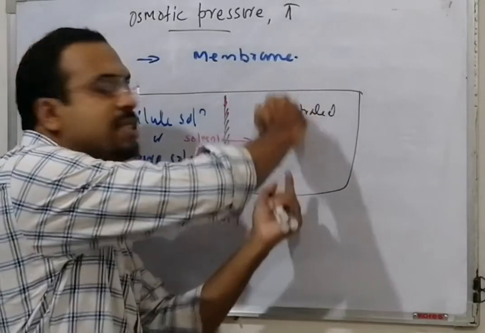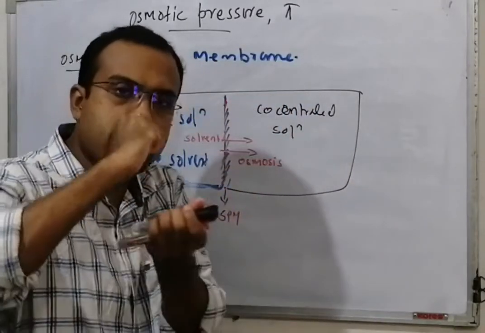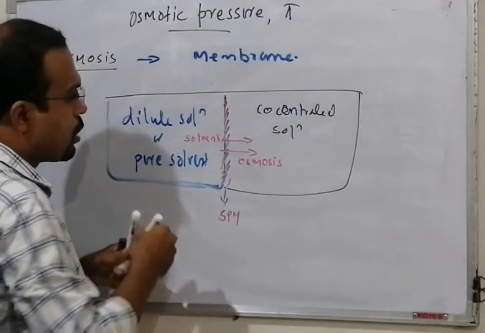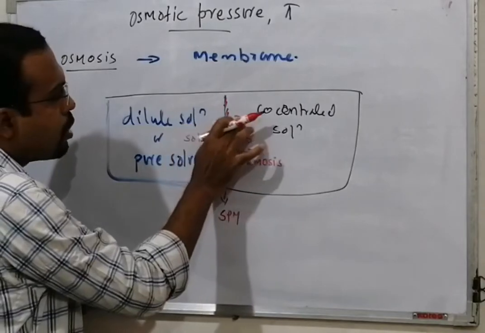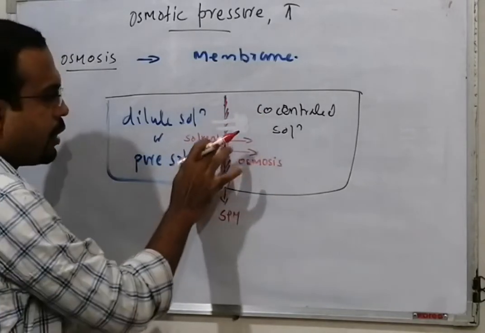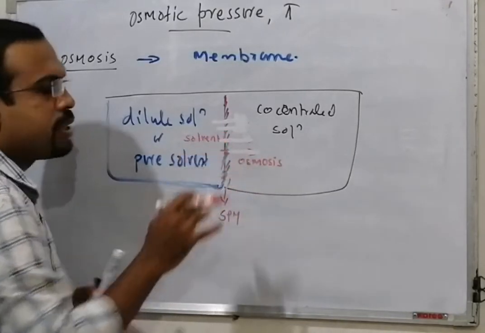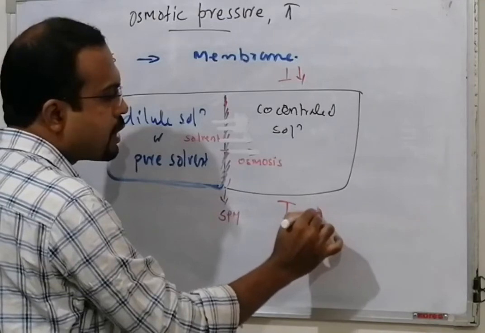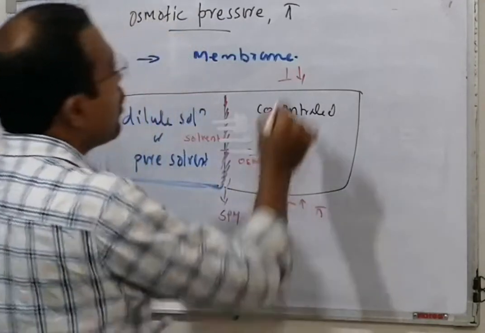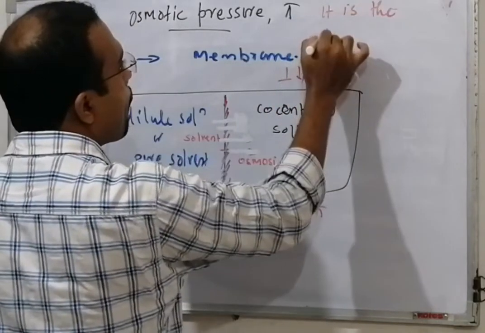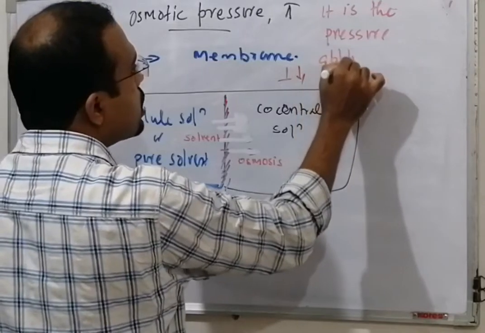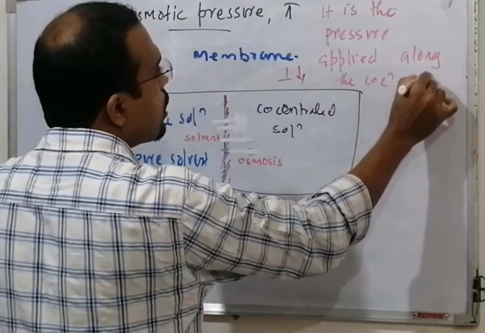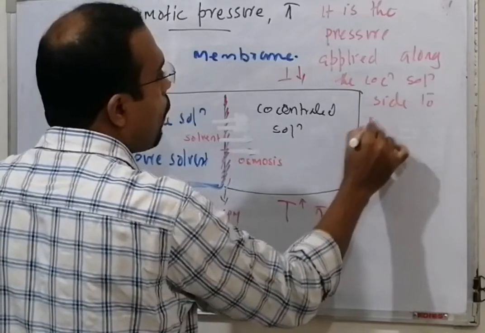Now I press this side. The concentrated solution part of the tube is compressed, so the pressure increases. Because of that pressure, the movement of water decreases. Now imagine it just stops. There is no movement of water because of that pressure. That pressure is called osmotic pressure. What is osmotic pressure? It is the pressure applied on the concentrated solution side to stop osmosis.